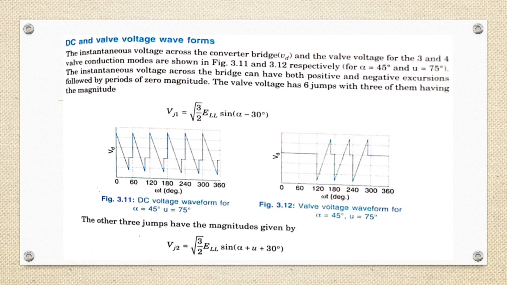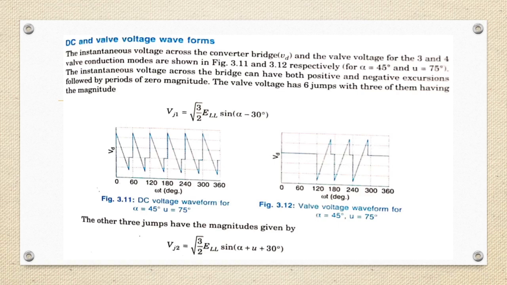DC and valve voltage waveforms. Instantaneous voltage across the converter bridge and the valve voltage for 3 and 4 valve conduction modes is shown in these two figures. So for alpha is 45 degrees and U is 75 degrees, the instantaneous voltage across the bridge can have both positive and negative excursions followed by periods of zero magnitude.